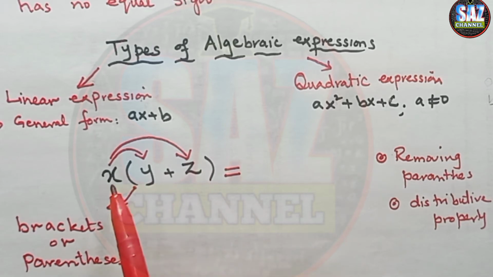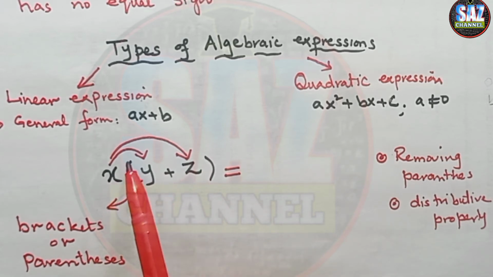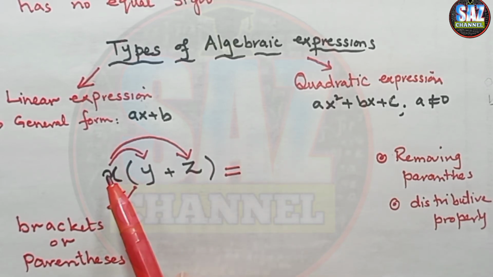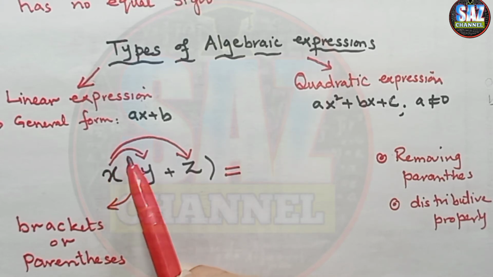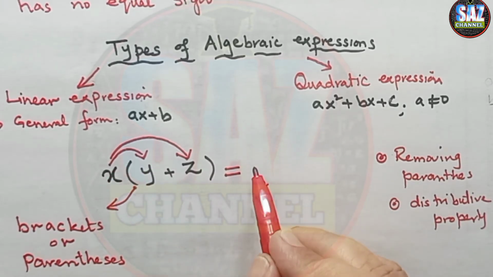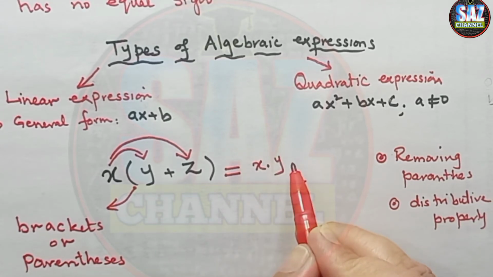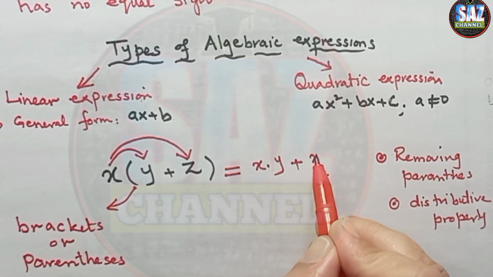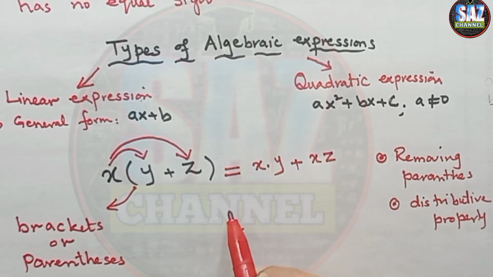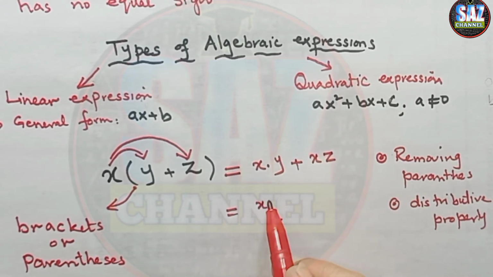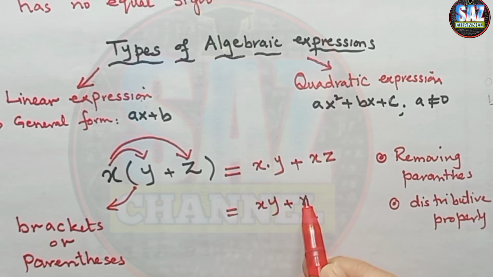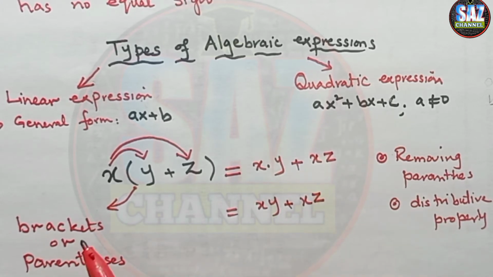And now we can see that this x is outside this whole package, so x has to be multiplied by y. This is the sign of multiplication, and then x has to be multiplied by z. So we have removed the bracket, xy plus xz, and we are actually applying the distributive property.